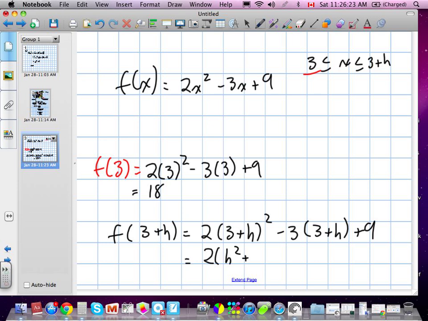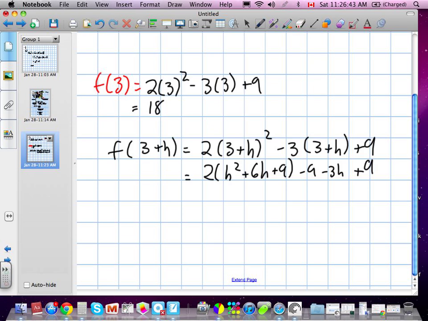Okay. And the other one we get 9 plus, minus 3h plus 9. We get 2h squared plus 12h plus 18. Minus 9 plus 9 cancel each other out. Minus 3h. We're looking at 2h squared plus 9h plus 18. Okay. So we've plugged those values in. We've gotten 18 as f at 3. The other function here is 2h squared plus 9h plus 18.